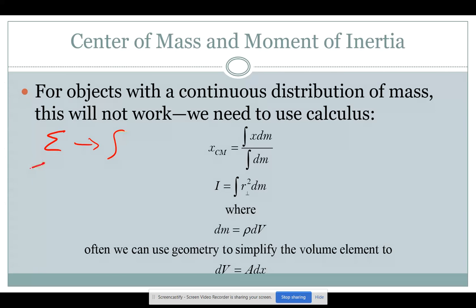Now we had the sum of x times m over the sum of m. That was the center of mass. So we replace the sigma with an integral sign. That's easy. But then we have to have something we're integrating with respect to. Integrals don't just come by themselves. You have to integrate with respect to a variable.